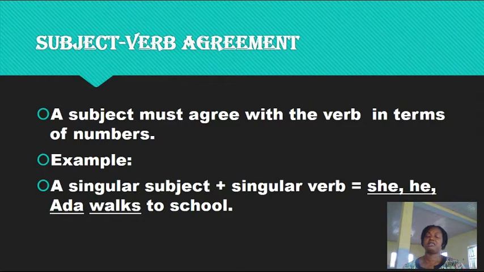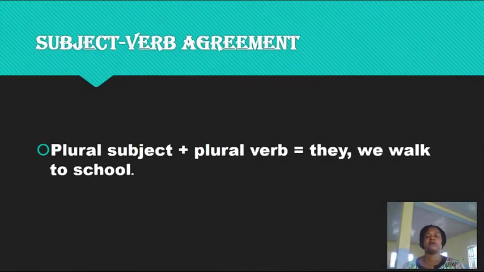So just like I said, a subject must agree with the verb in terms of number and also person. Now, the first rule states a singular subject goes with a singular verb. The second rule states a plural subject goes with a plural verb. The example here: they, we walk to school. You see, the subjects they and we are plural in nature, so they should go with a plural verb, which is walk, without any inflection.